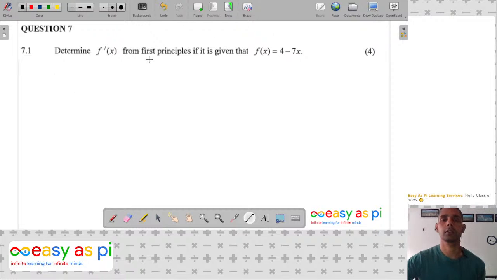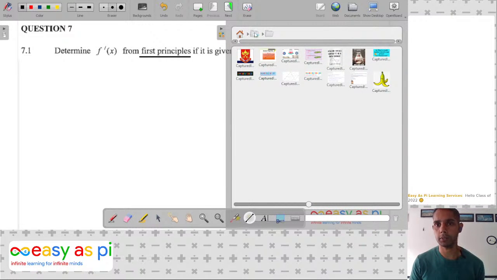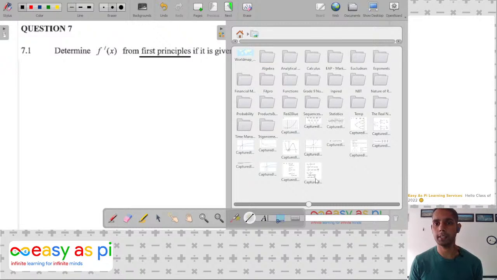Right, determine f dash of x. So they want the first derivative from first principles, if it is given that f of x is 4 minus 7x. Now, the moment that I am told that I need to derive from first principles, what I need is the formula for derivation from first principles. So that's what I'm going to get next.